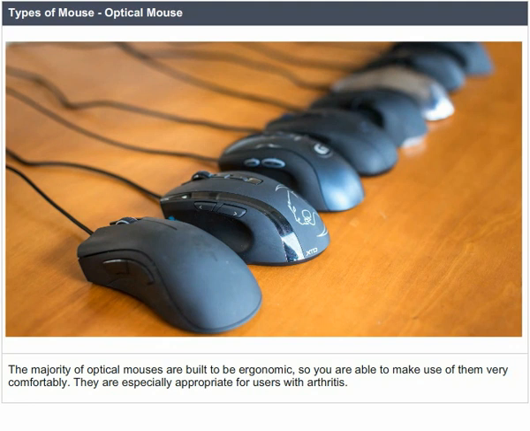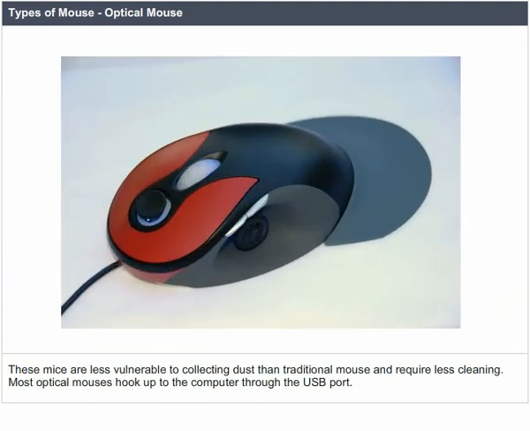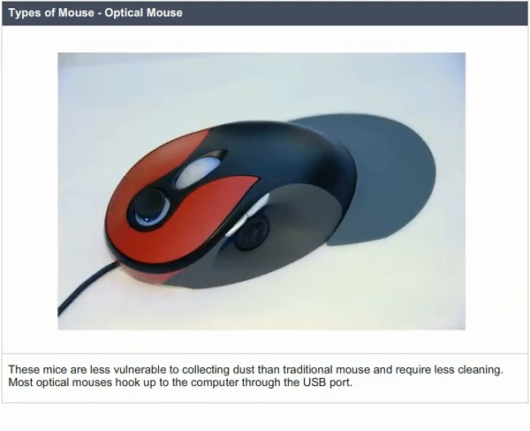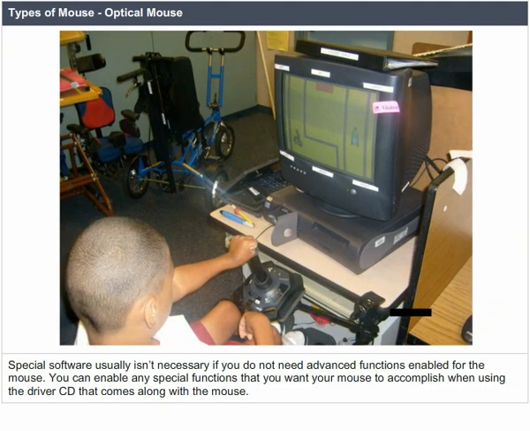These mouses are less vulnerable to collecting dust than traditional mouse and require less cleaning. Most optical mouses hook up to the computer through a USB port. Special software usually is necessary if you need advanced functions enabled for the mouse. You can enable any special function that you want your mouse to accomplish when using the driver CD that comes along with the mouse.